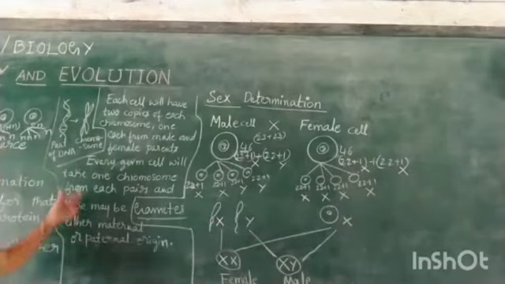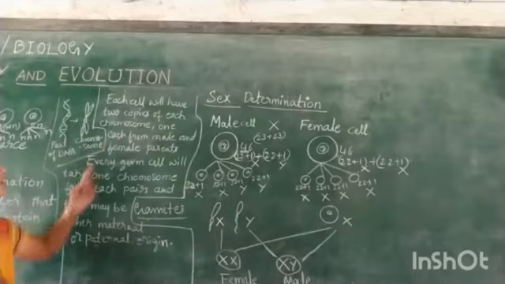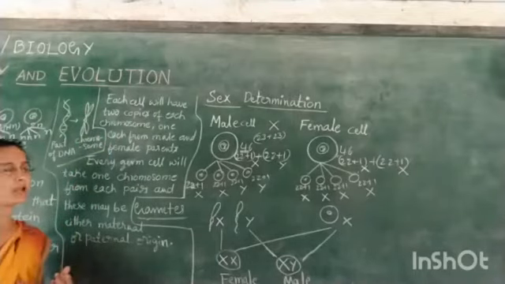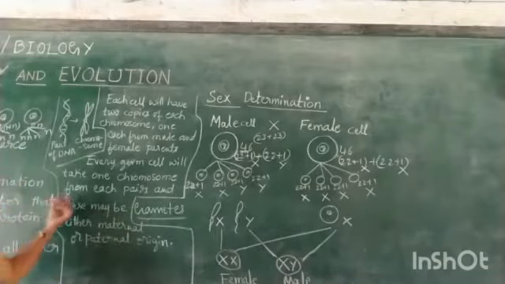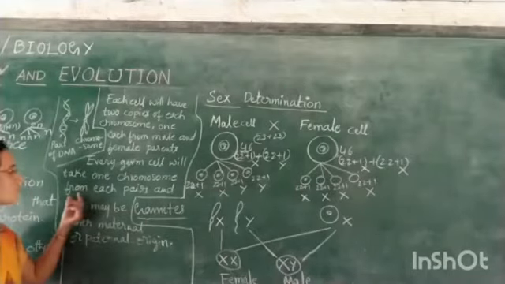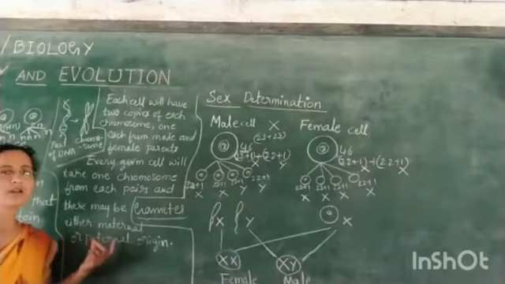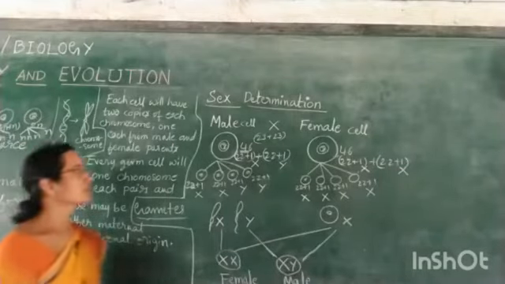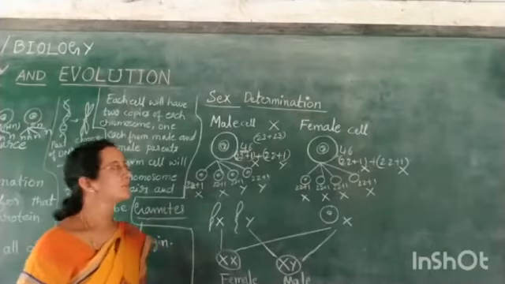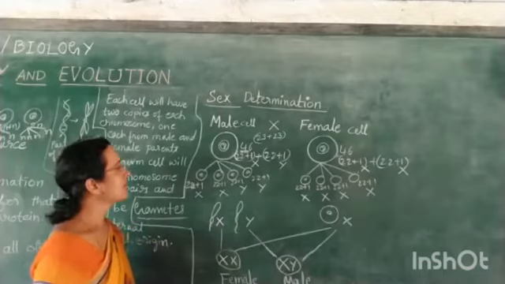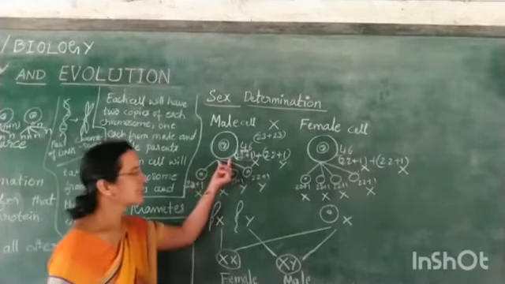Here what they say, each cell will have two copies of each chromosome, one each from male and female parents. So every germ cell will take one chromosome from each pair, and these may be either of maternal or paternal origin. So to know how the sex is determined in human beings, we will learn that.